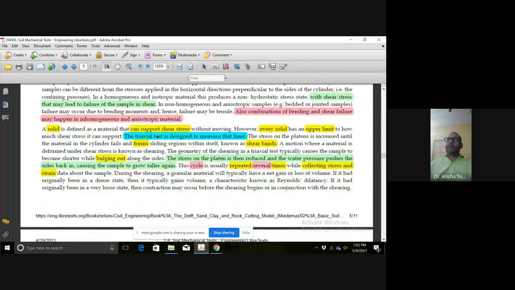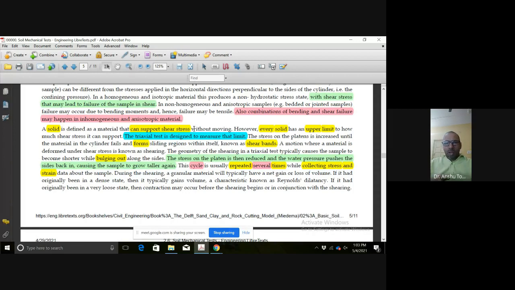A solid is defined as a material that can support shear stress. That means we have taken a soil sample. We want to evaluate the properties of a particular soil sample. We have made a sample out of it after doing a certain procedure. Then we have kept that soil sample in a cylinder, and we have tried to evaluate the shearing properties of that particular soil sample.